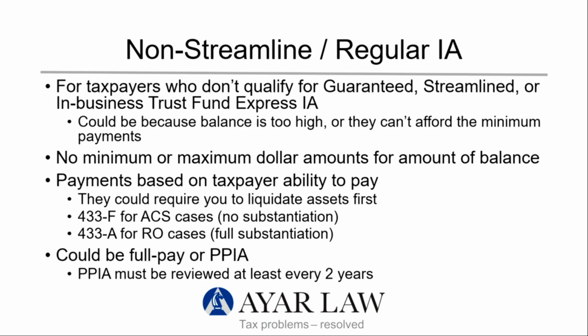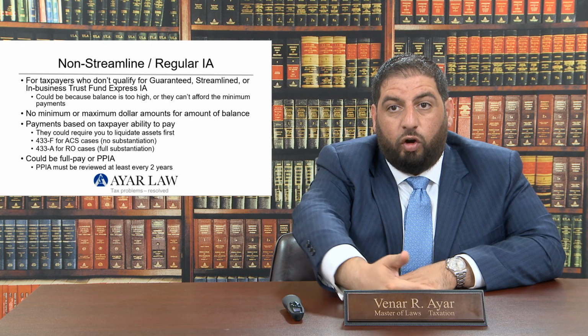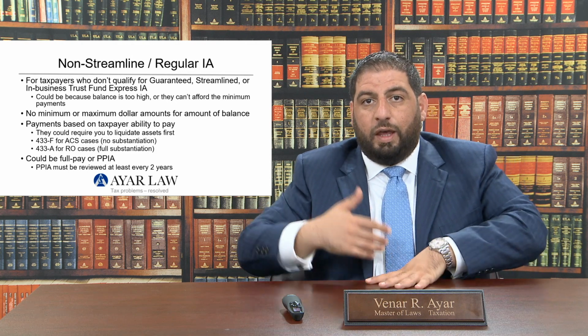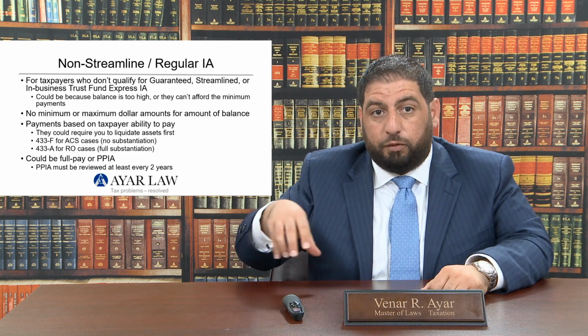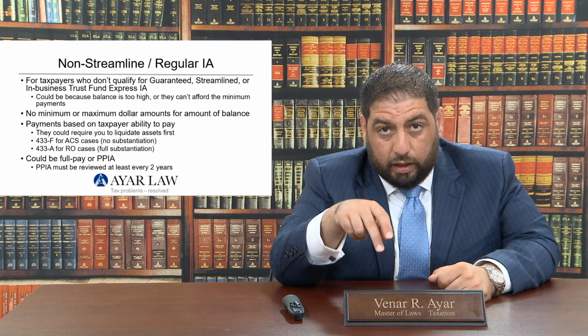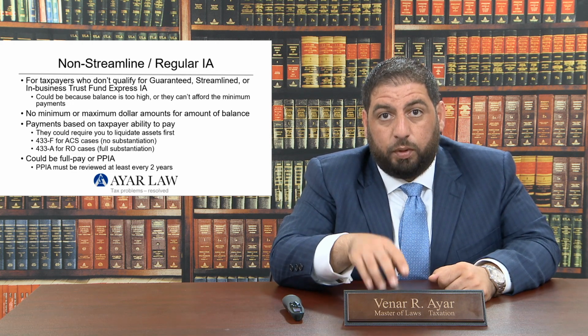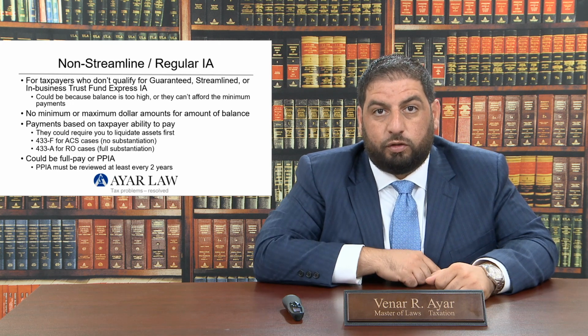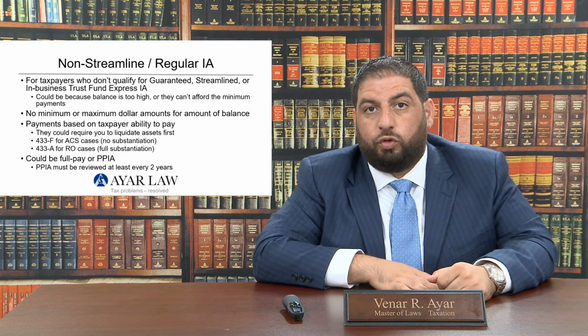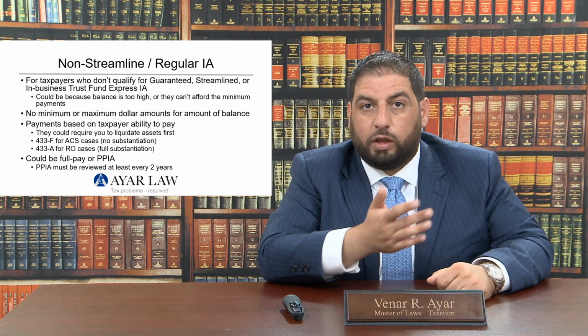The purpose of a 433 form is to list all of your assets and then list your monthly income and your monthly expenses. If you have equity in assets, before they grant your installment agreement request, they can and have told people that they have to sell your assets first. If you have a bunch of equity in the house, it's common for them to ask you to apply for a mortgage before they'll grant the payment plan.